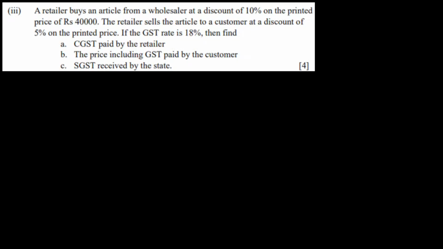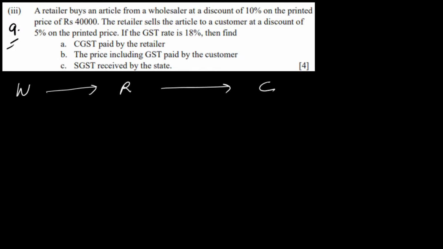Let's do the next question, question number ninth. It's a question of GST. Let's see what is given to us. A retailer buys an article from a wholesaler at a discount of 10%. So wholesaler is there, then retailer is there, and retailer is selling to customer. So three persons are involved here. I am just writing.